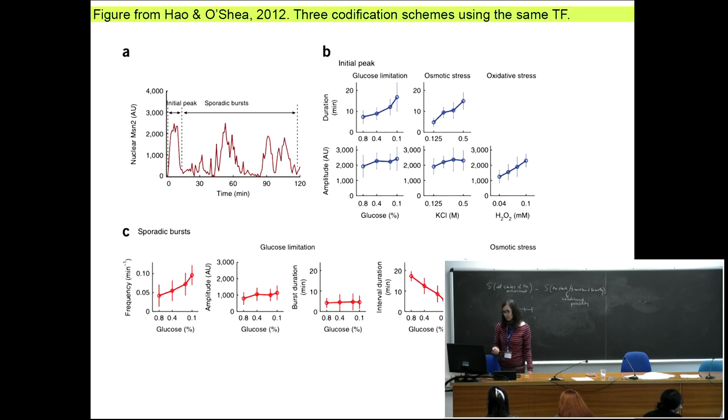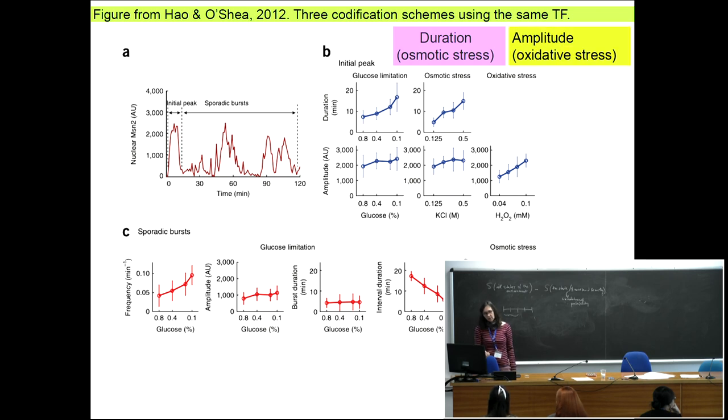And what they saw was that depending on whether they induce this glucose limitation or osmotic stress or oxidative stress, the transcription factor either had these pulses or not, or it had a prolonged elevation in the nucleus whose duration lasted more depending on the intensity of the stress. So there are different ways of encoding the external world. That's basically what this example says.